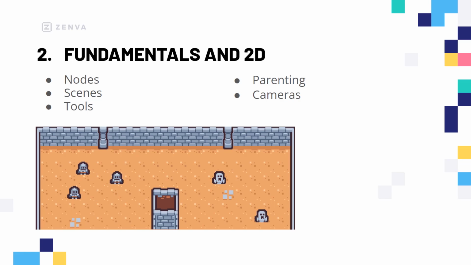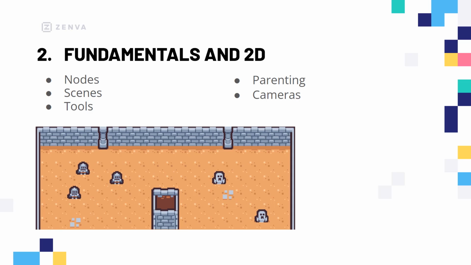We then looked at the fundamentals of the engine, that being nodes, scenes, and the tools we can use to move those nodes and scenes around, as well as how we can do all of this inside of a 2D environment. We looked at parenting to get an overall understanding of how this engine works at its core, with the fact that nodes are the fundamentals of pretty much everything in your game.